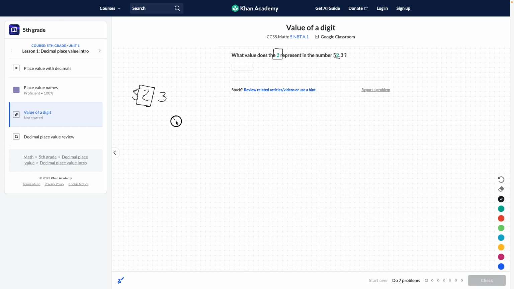Well, we've got 50 plus 2 plus 0.3. And that would equal 52, and then plus this would equal 52.3. Okay? So what value does the 2 represent in this? Well, it represents 2. All right? That's all it does. It just represents 2.